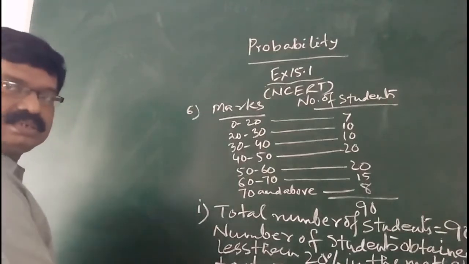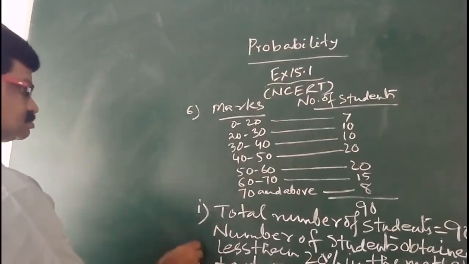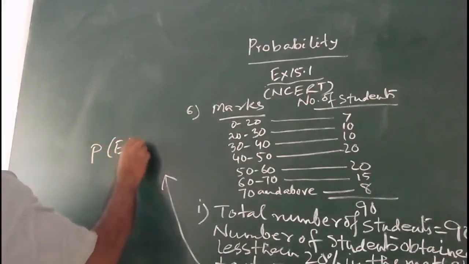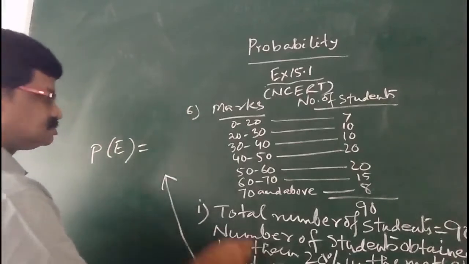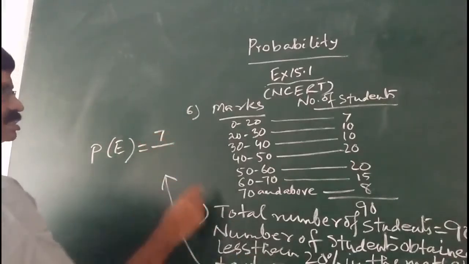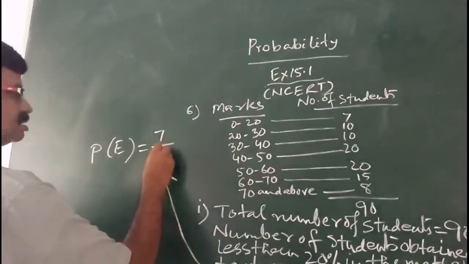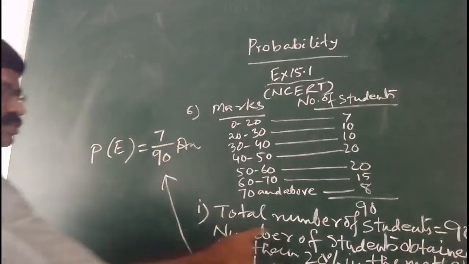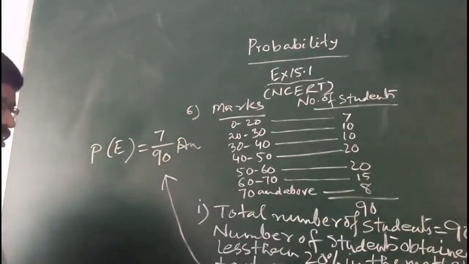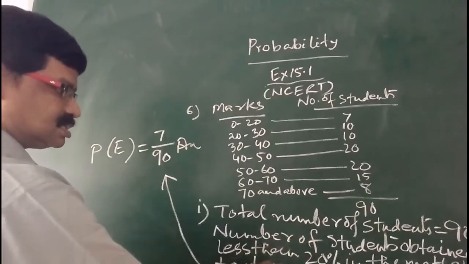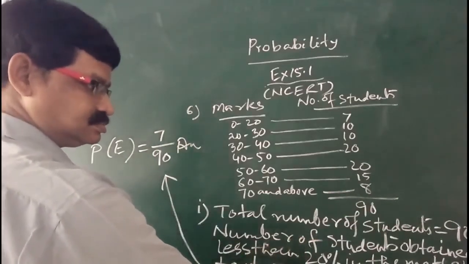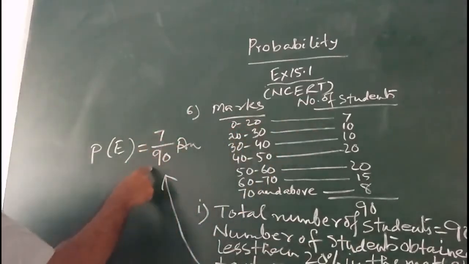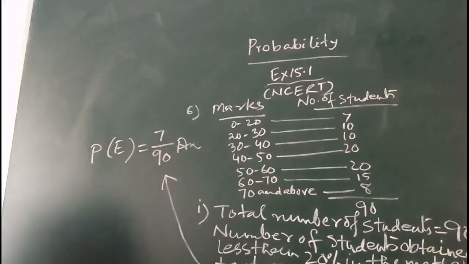Then find probability. So P probability 7 by total 90. This one is the answer. A total number of students 90 and the number of students obtained less than 20% in that test, that is 7. So 7 by 90 is the probability of that one.